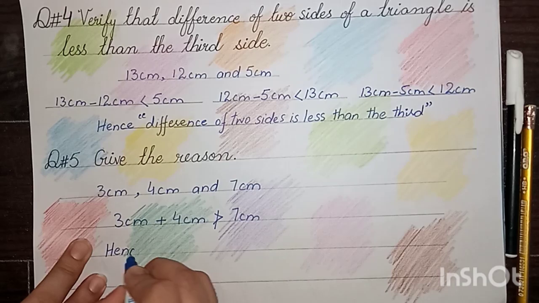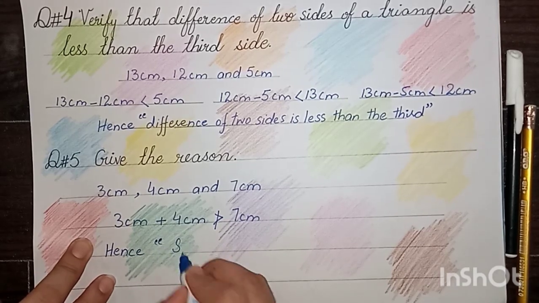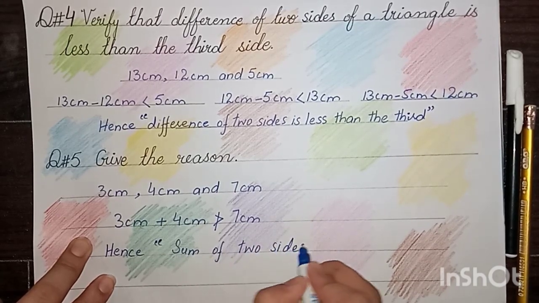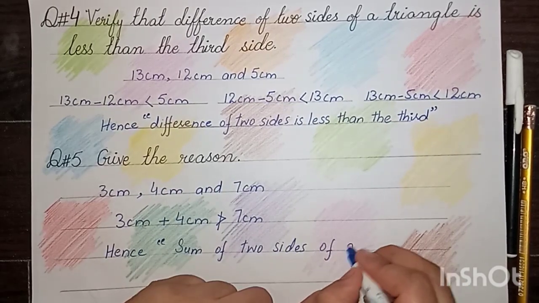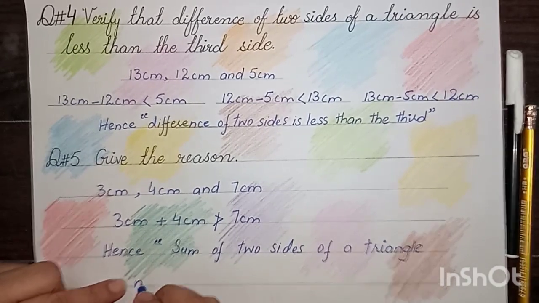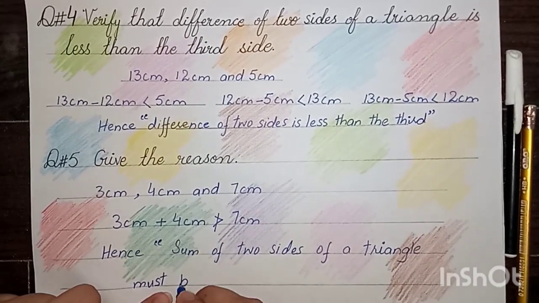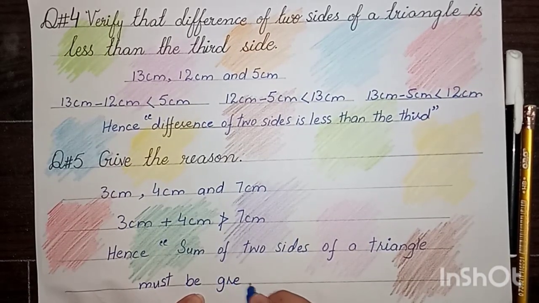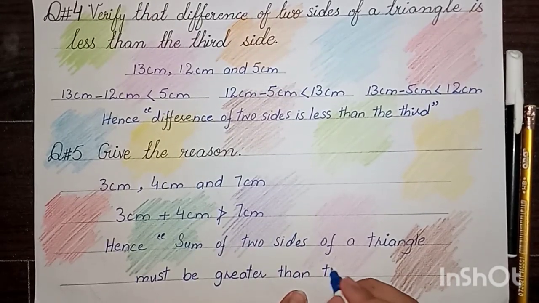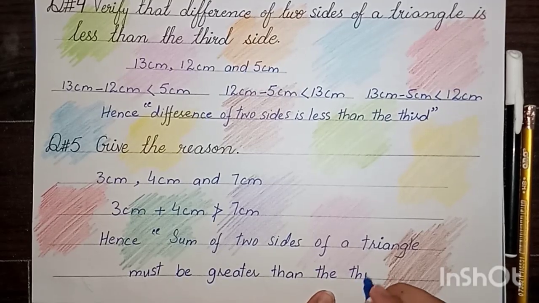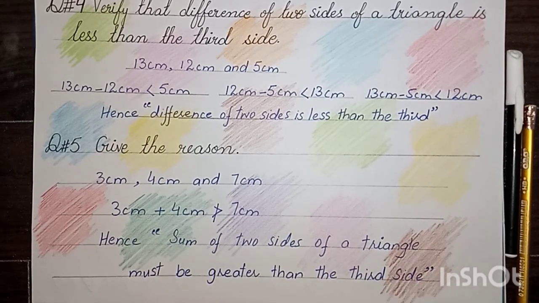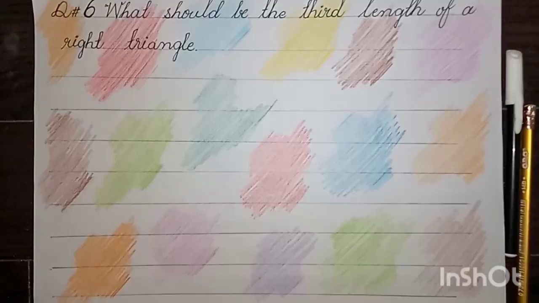Hence, we also know that the sum of two sides of a triangle must be greater than the third. That's why this is not possible.